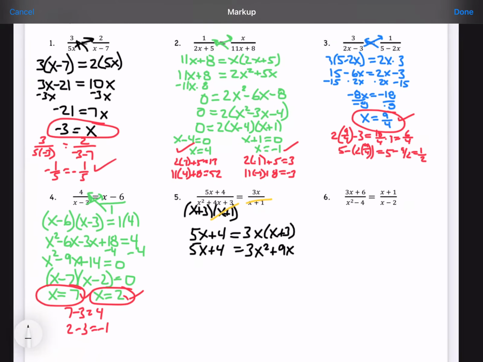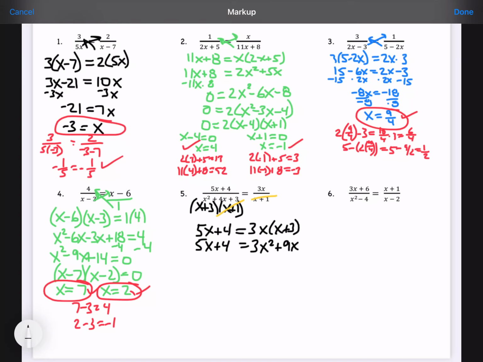So remember, whenever we have a quadratic, that means something to x squared, we want to get everything on one side and zero on the other. So how should I do that? Well, we want everything on one side. Whatever side the positive x squared is on, we want to take everything to that side. So instead of subtracting the 9x, which one should I subtract? Subtract the 5x and the 4. So 0 equals 3x squared plus 4x minus 4.